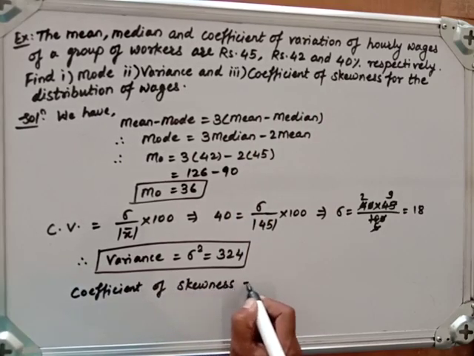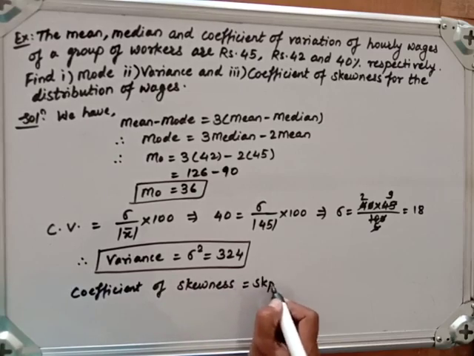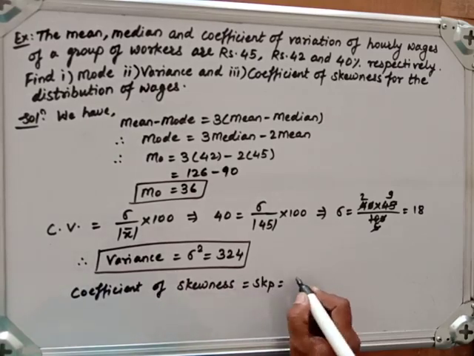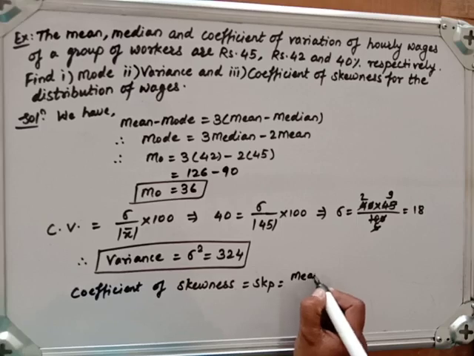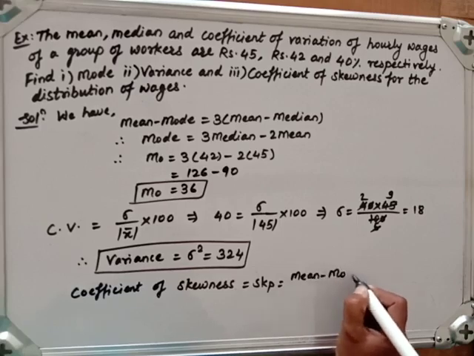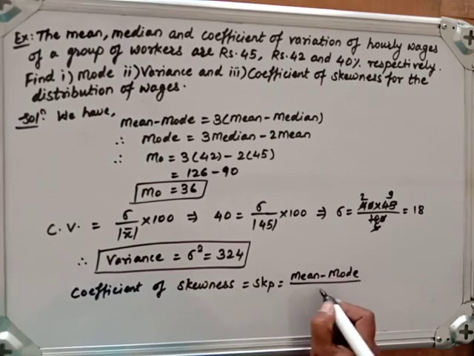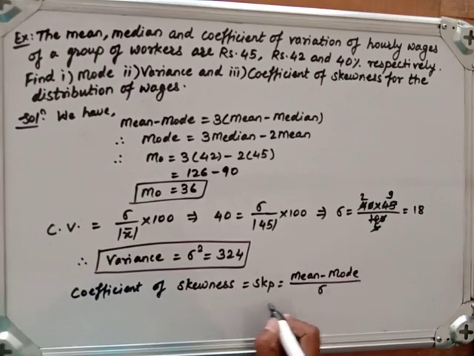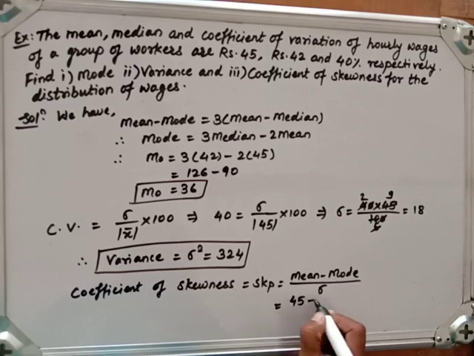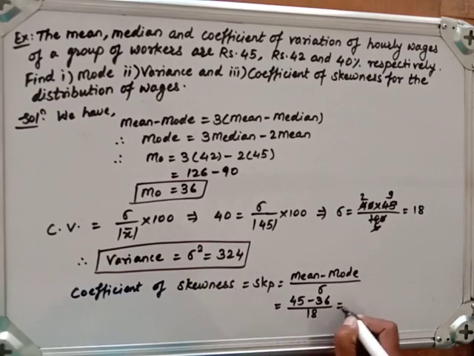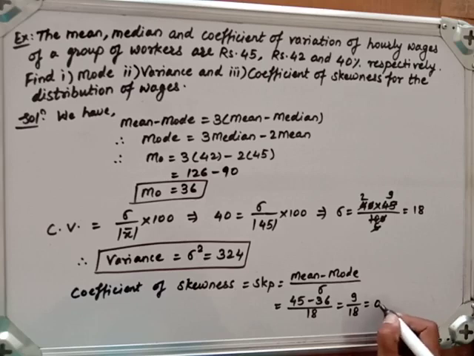Coefficient of skewness is what? Karl Pearson's coefficient of skewness. Let me find. It is mean minus mode upon standard deviation. So mean with us is 45 minus mode with us is 36, upon standard deviation, that is 18. So it is 9 upon 18, 1 by 2, that is what?